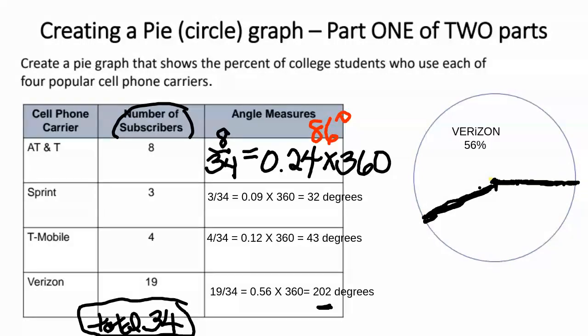Now, could you use a protractor? Yes, some people do. But a pie graph is a picture. Is it extremely accurate? No. Okay. It's a picture. Now, what's my next one?